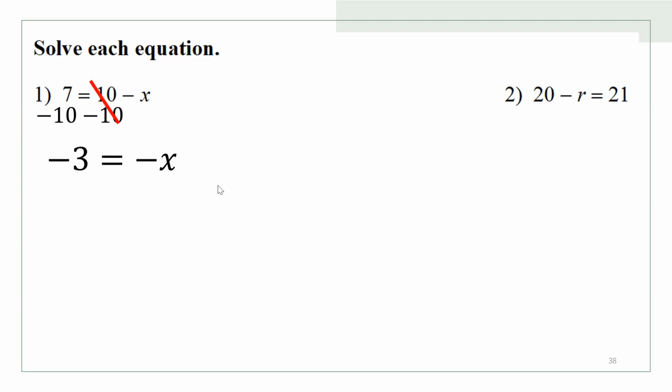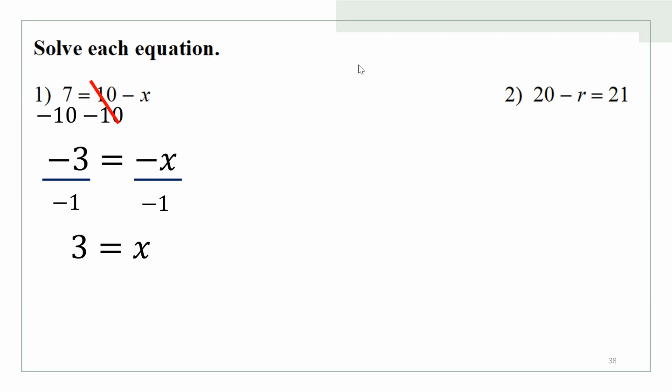So in order to get rid of the negative, you are going to divide both sides by -1. Because what happens on the left, I end up with -3 divided by -1. I get +3, and then the negative x divided by -1 becomes a positive x. Okay? And there is your solution. 3 equals x. Okay? Pause me if needed.